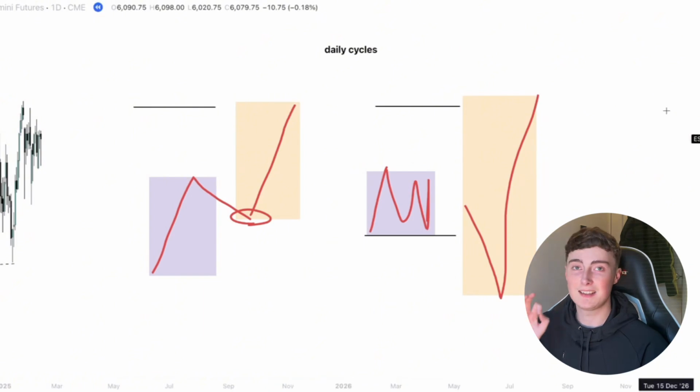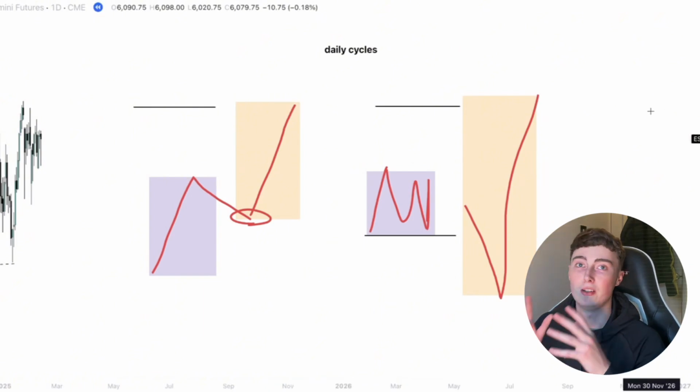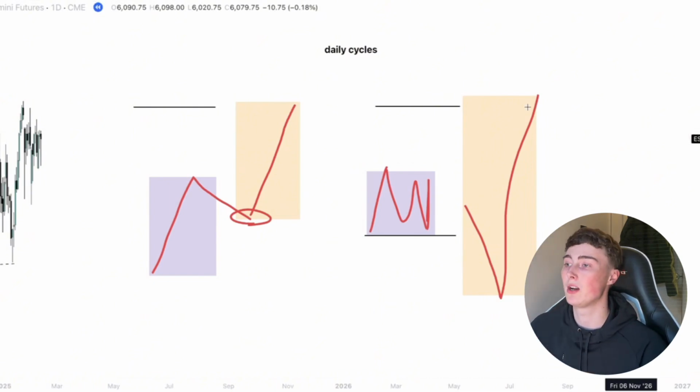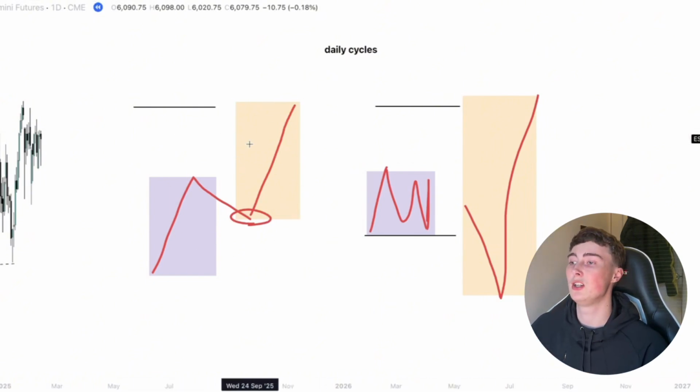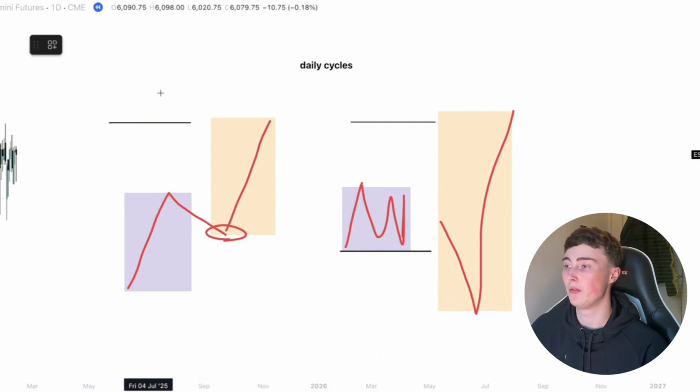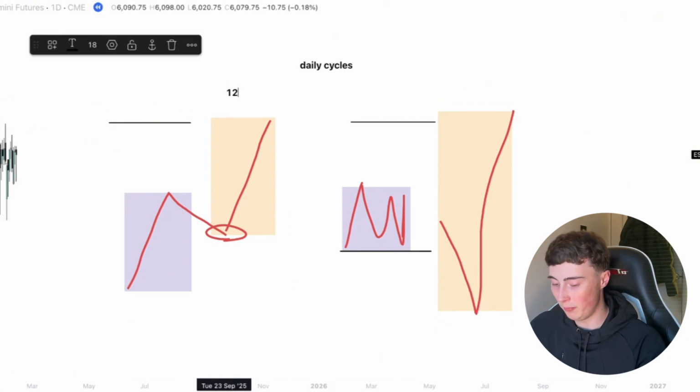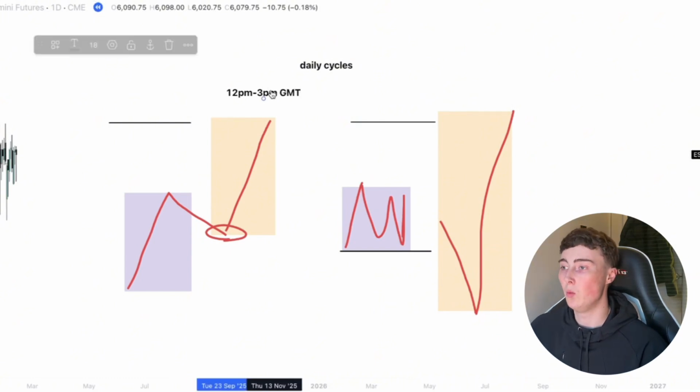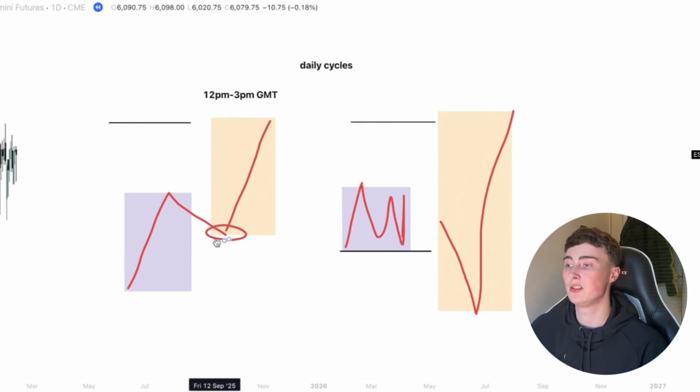Now, there is actually a little secret about the timings when it comes to taking profits with these cycles. When it comes to the New York continuation, we really only anticipate this to run until the end of New York kill zone, right? For me, New York kill zone is 12 p.m. to 3 p.m. GMT, okay?